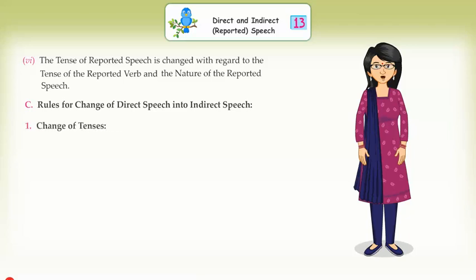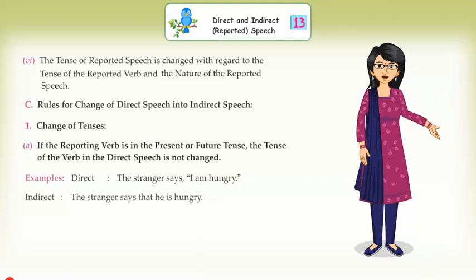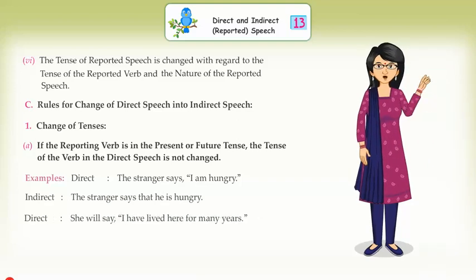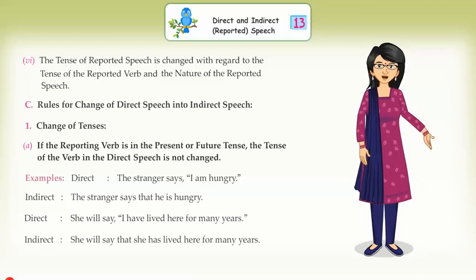1. Change of tenses. A. If the reporting verb is in the present or future tense, the tense of the verb in the direct speech is not changed. Examples. Direct: The stranger says, "I am hungry." Indirect: The stranger says that he is hungry. Direct: She will say, "I have lived here for many years." Indirect: She will say that she has lived here for many years.